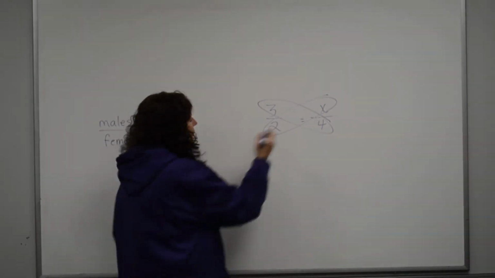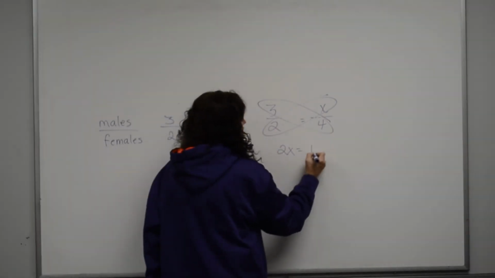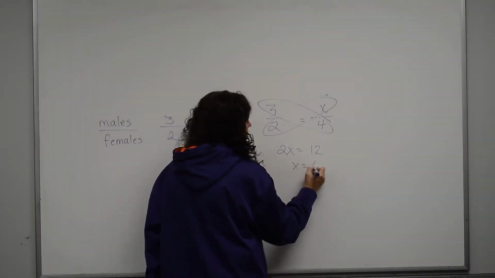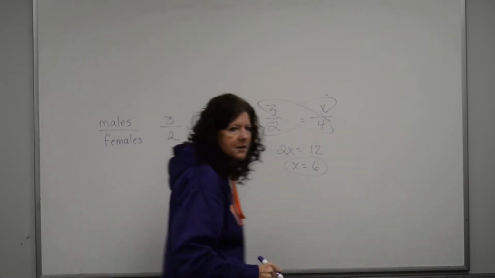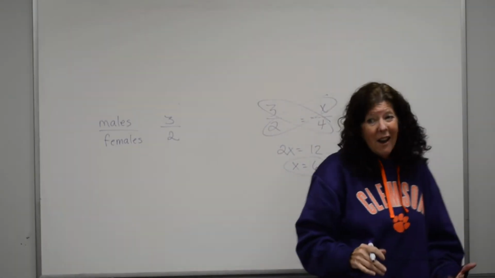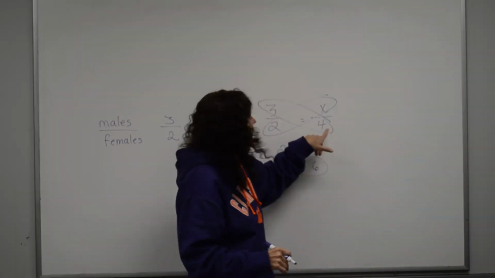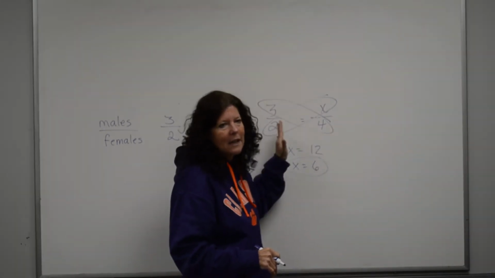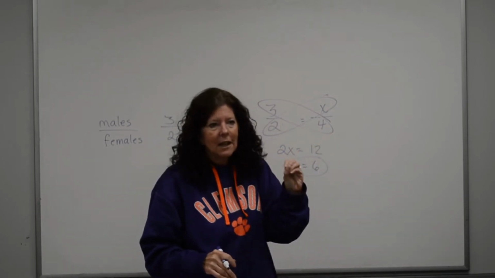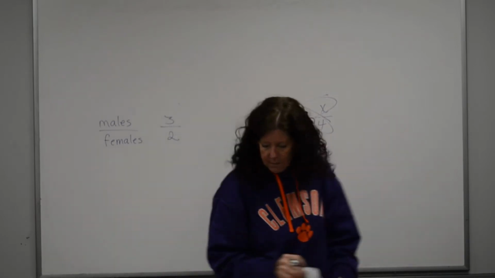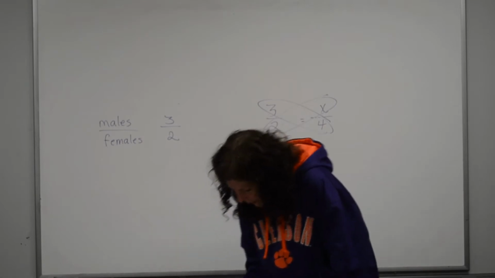Alright, so 2x is equal to 12. When I divide by 2, I get a 6. So I know that on the top would have been a 6. Because you can't always turn around and look and go, what can I multiply to get that? What if I had a 5 there? I couldn't multiply anything easily to get that 5. So sometimes you have to do it a different way.